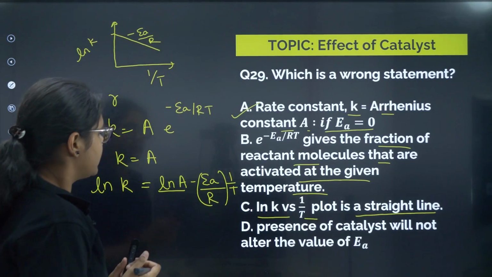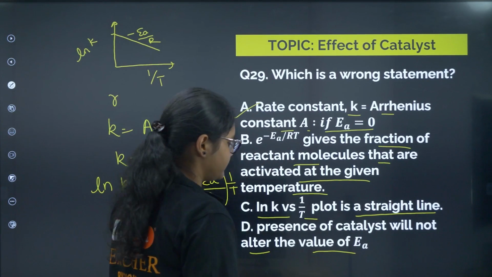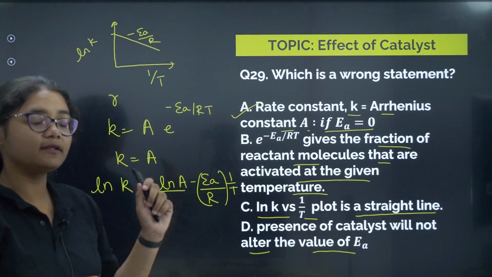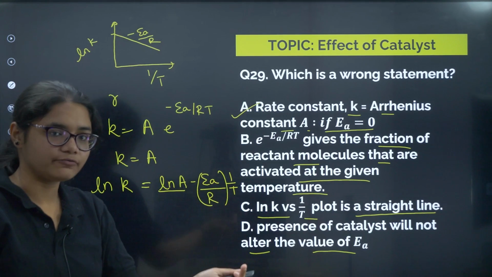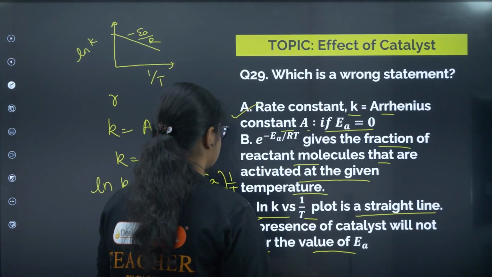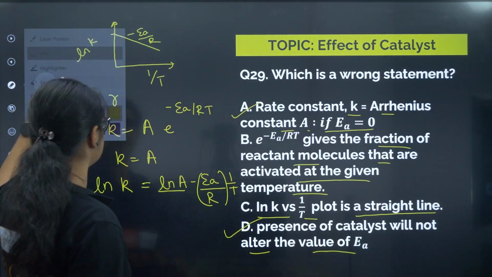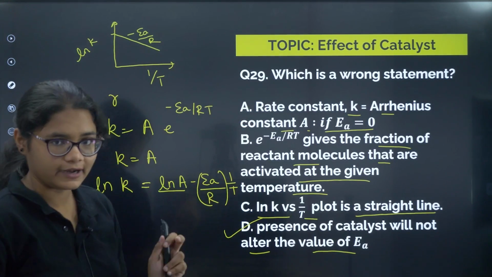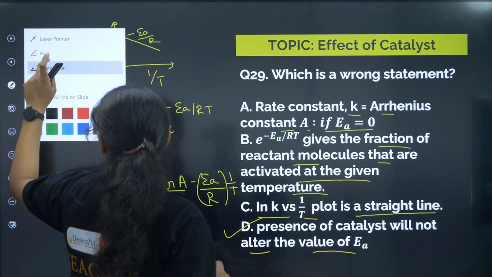Okay, next one, presence of catalyst will not alter the value of Ea. So I have told you again and again, whenever we use catalyst, the activation energy decreases, as a result of which the rate of reaction increases. So this statement is incorrect. So the correct answer for the question is option D. Okay, so all statements A, B and C are correct, and we have to tell the wrong statement. So the correct answer will be option D.